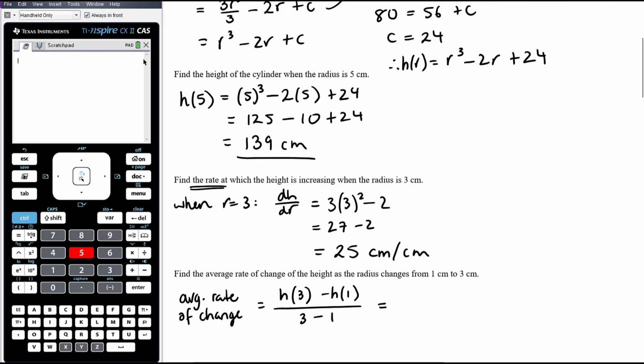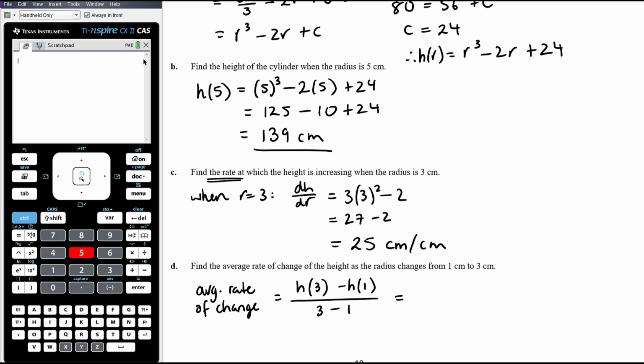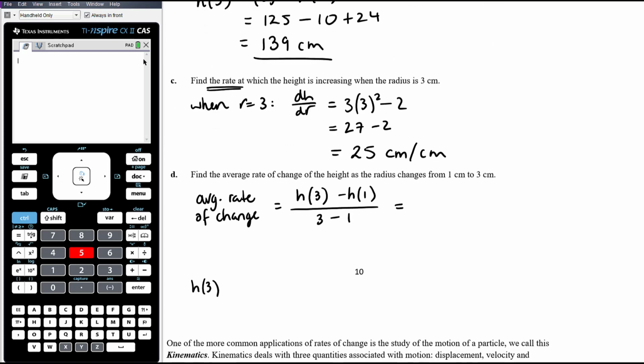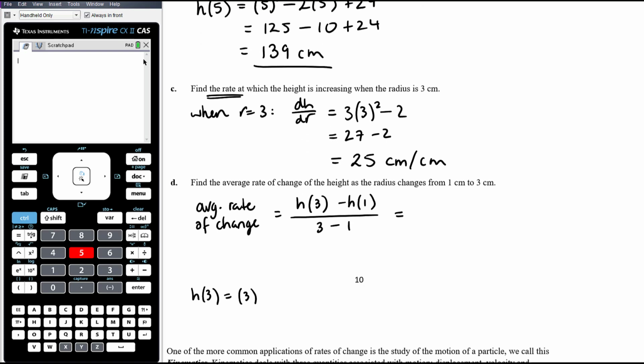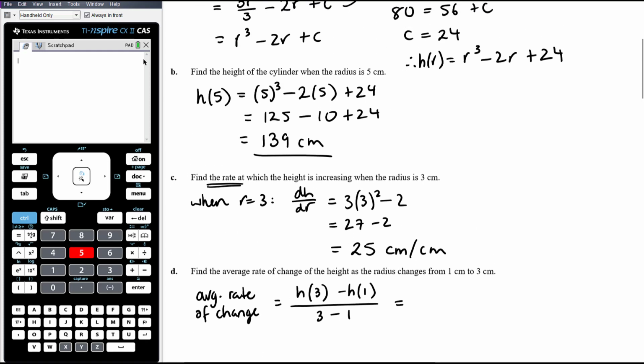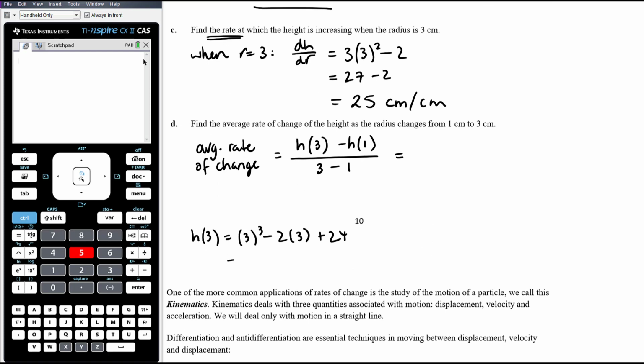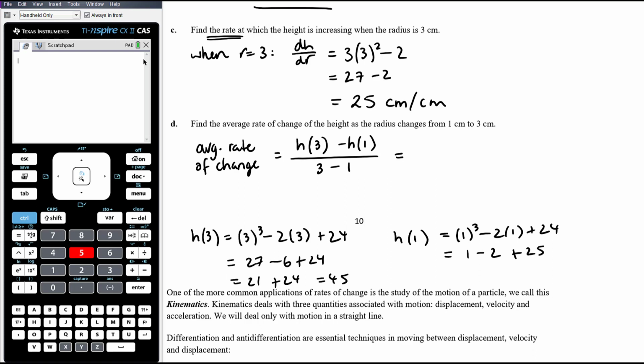So h of 3, let's work that out off to the side here. h of 3 is going to be 3 cubed minus 2 times 3 plus 24. So my function, remember, is r cubed minus 2r plus 24. So that is 27 minus 6 plus 24, so that's 21 plus 24, so 45. And then h of 1 is 1 cubed minus 2 times 1 plus 24, so that's 1 minus 2 plus 24, so that's negative 1 plus 24, so that's going to be 23.